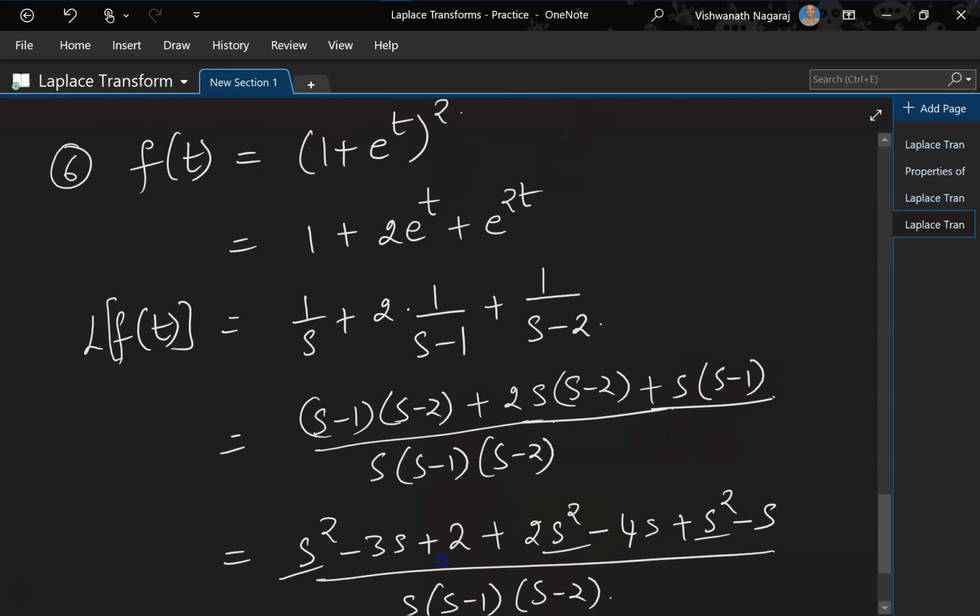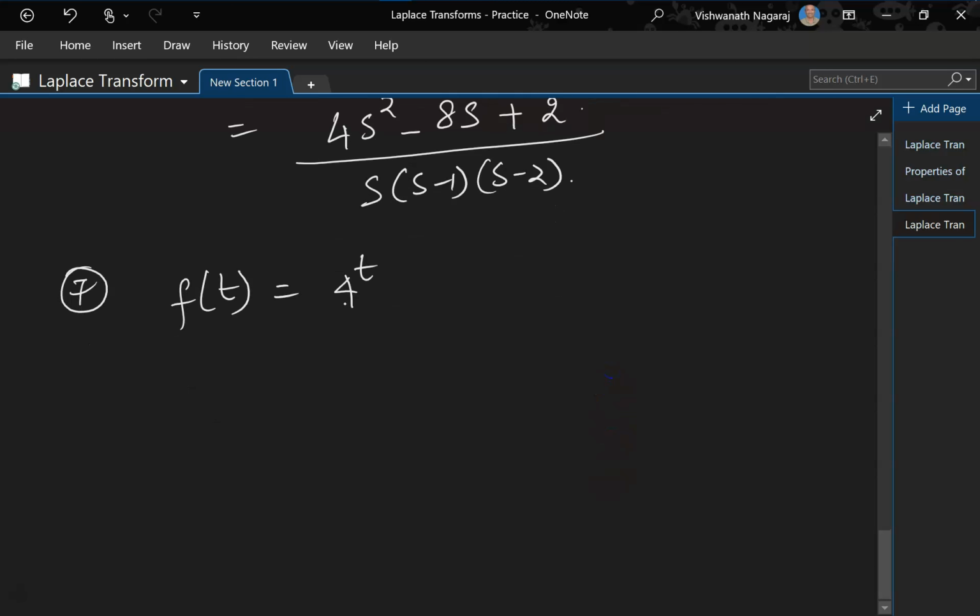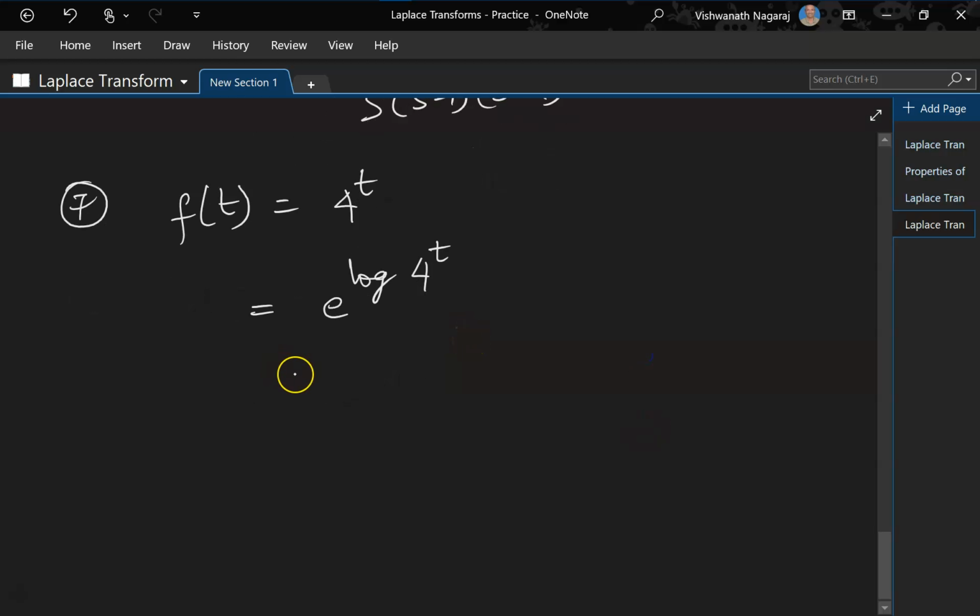Okay, on to the next one, the seventh. Now a little bit tricky one. Let's say the function is 4 to the power of t. Now what do we do with this? The trick is to somehow get e. If you can bring in e, things become easier. So if I put e, I need to cancel this e or neutralize e. So log of 4 to the power of t, yes, which can be written as e to the power of t log 4. We can bring it in front. So this would become log 4 times t.